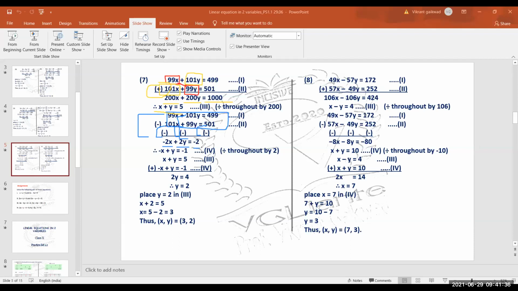So what it is, minus x plus y equals -1, because the 2 is the same everywhere. You get a common 2 everywhere, because of which you can easily reduce the equation. After reducing, the new equation is minus x plus y equals -1. Understood?